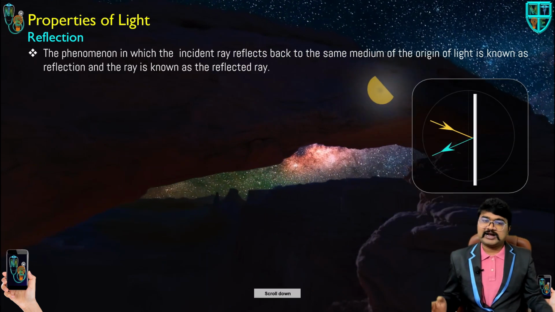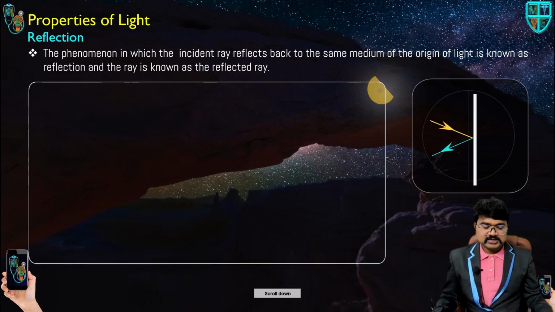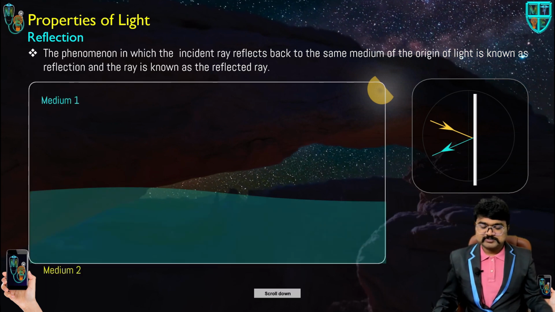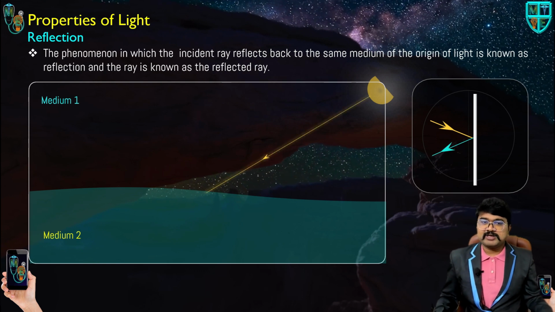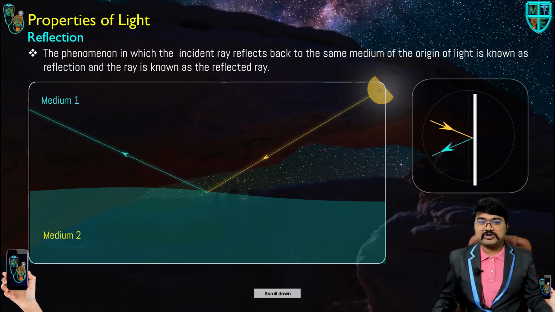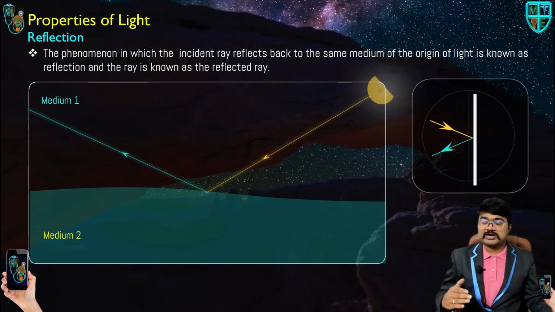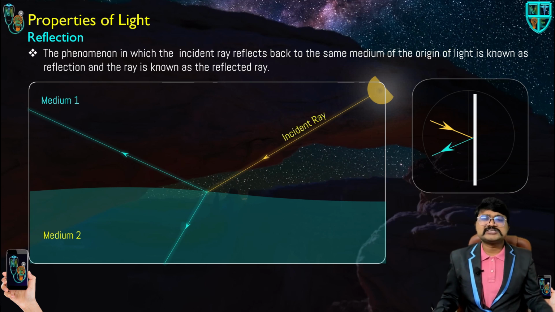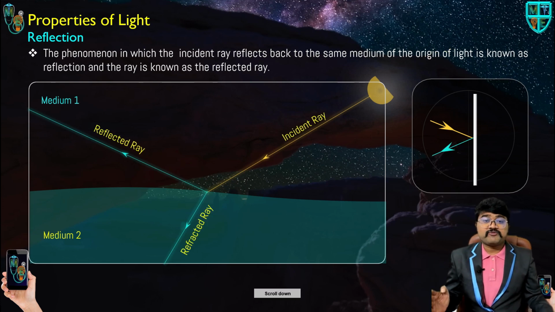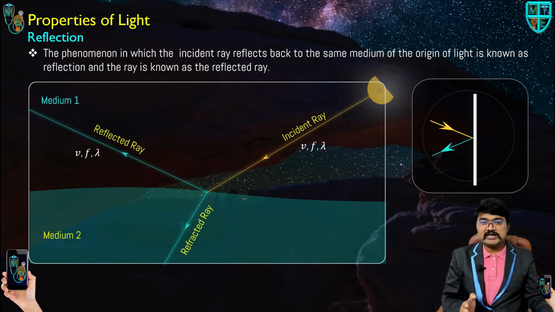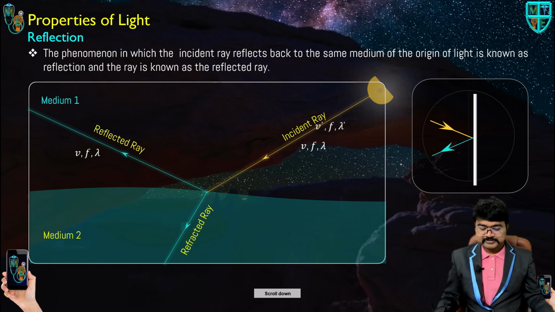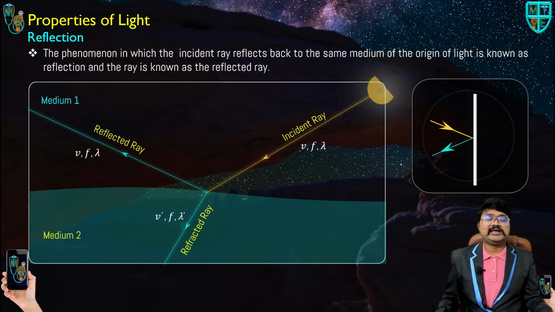We have already seen this. The incident ray comes from the source in medium 1, is incident on the surface, and is reflected back to the same medium, or transmits into the other medium. For the incident ray, reflected ray and refracted ray, consider velocity, frequency and wavelength. For the reflected ray they are the same. Here, for the refracted ray, velocity and wavelength both change.